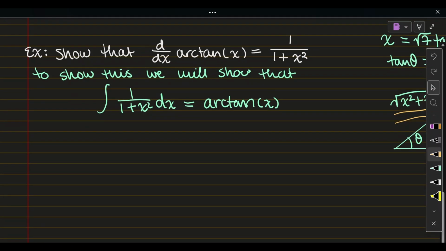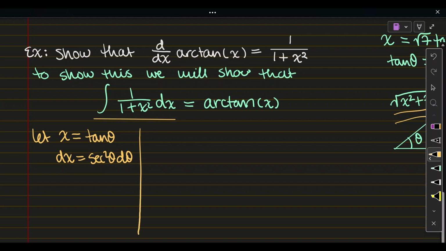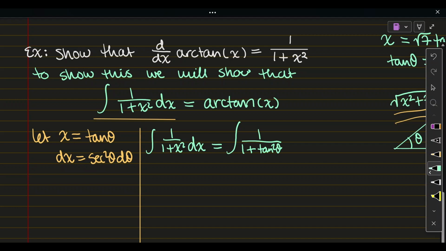And how we're going to show that is by computing this integral using trigonometric substitution. So we'll let x equal, in this case, just 1 tan theta. So dx will equal secant squared theta d theta. Now under the substitution, my integral here, the integral of 1 over 1 plus x squared dx, becomes 1 over 1 plus tan squared theta, and then my dx became secant squared theta d theta.